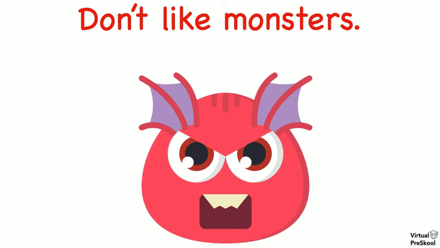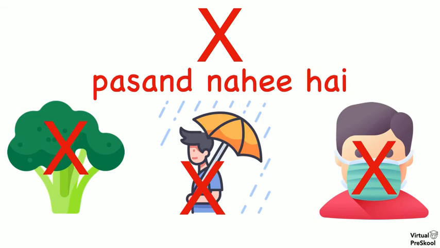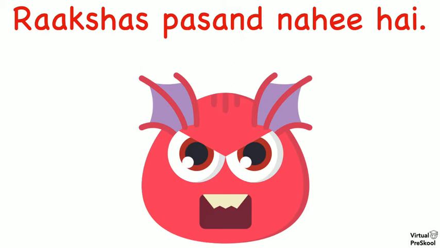All right, what about monsters? Don't like monsters. There is a Hindi word for monster. We say rakshas. Rakshas is how we say monster in Hindi. But again, that's too difficult to remember right now to put the whole sentence together. Don't say rakshas, just say monster. So how would we say do not like monsters? The phrase for do not like was pasand nahi hai. So put it together now: monsters pasand nahi hai. Or rakshas pasand nahi hai.